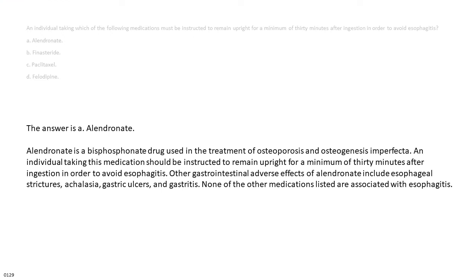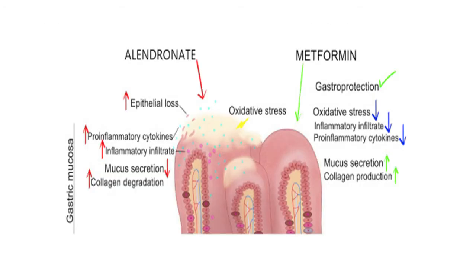The answer is A. Alendronate. Alendronate is a bisphosphonate drug used in the treatment of osteoporosis and osteogenesis imperfecta. An individual taking this medication should be instructed to remain upright for a minimum of 30 minutes after ingestion in order to avoid esophagitis. Other gastrointestinal adverse effects of alendronate include esophageal strictures, achalasia, gastric ulcers, and gastritis. None of the other medications listed are associated with esophagitis.